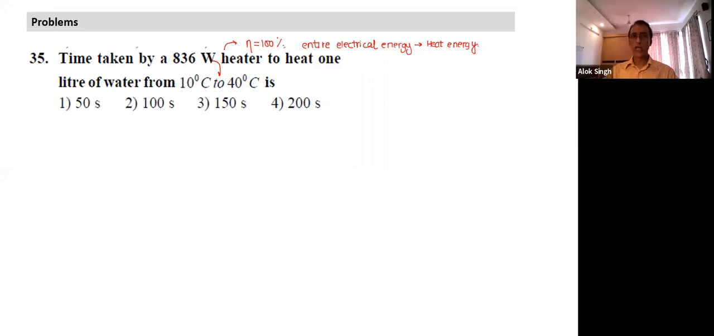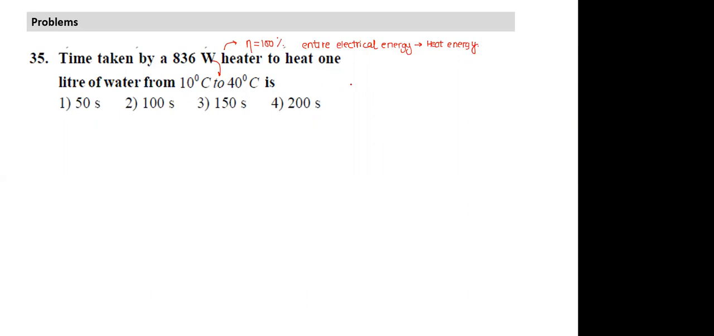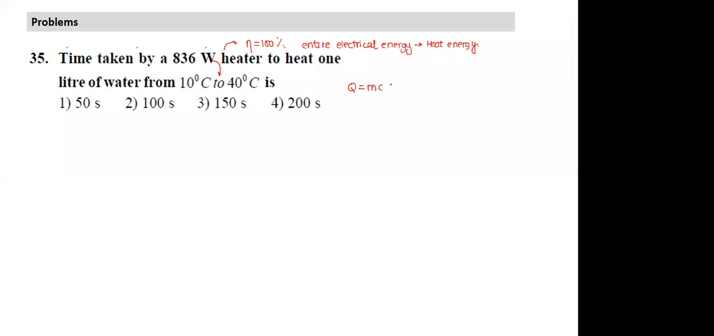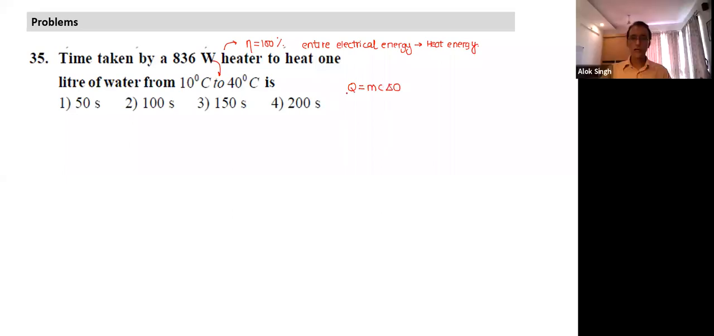So can we calculate the time taken? If you recall from heat and thermodynamics, Q is equal to MC delta T. What is Q here? Energy, heat supplied. Heat supplied in time delta T is power into delta T. But both sides' units should be the same. If I use joules on this side, this also should be in joules.